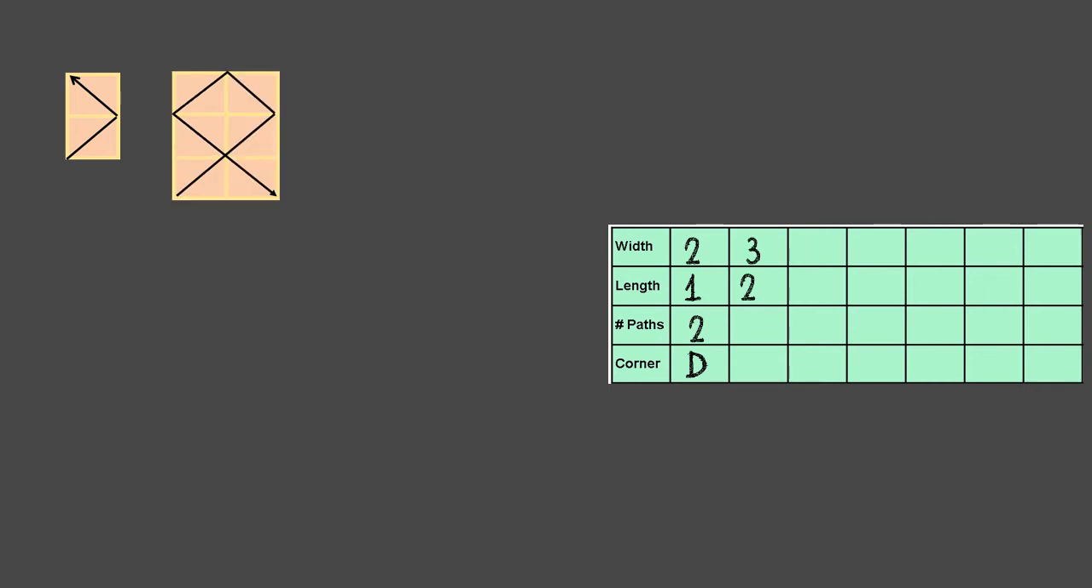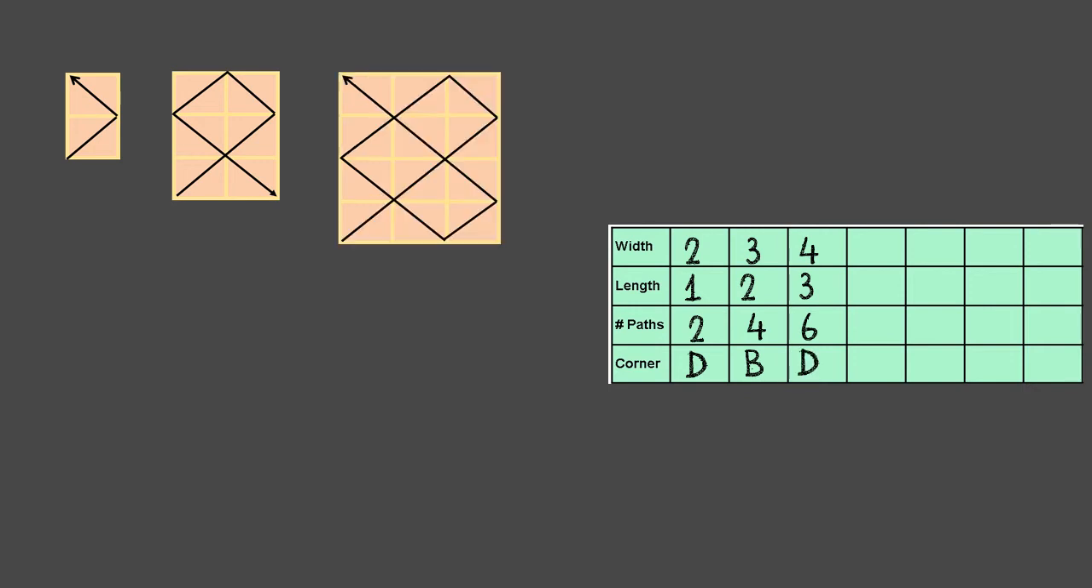And let's do one more. Let's look at some different widths. We have a 2 by 1, and that path took 2 line segments and ended up in corner D. What if we did a 3 by 2? Notice it took 4 different lengths but ended up in B. And let's look at a 4 by 3. 6 lengths, ended up in D. And let's look at a 5 by 4. Where do you think it's going to land? Path of 8 and ends up in B.